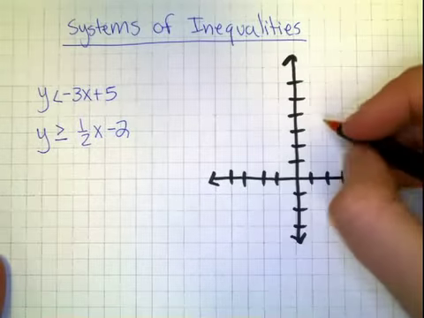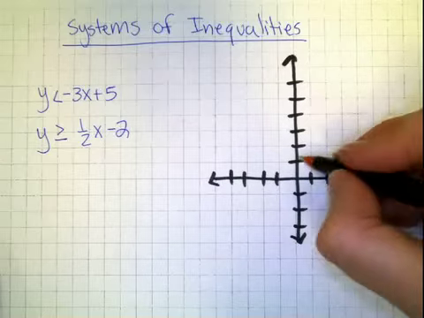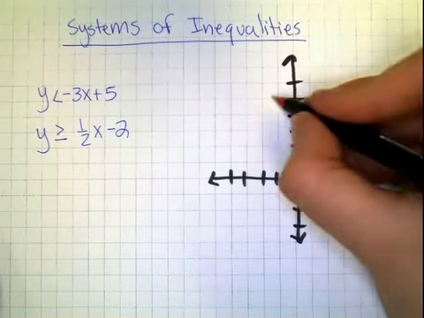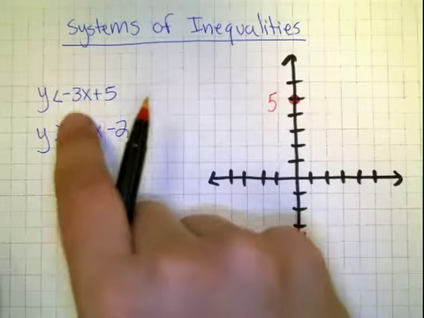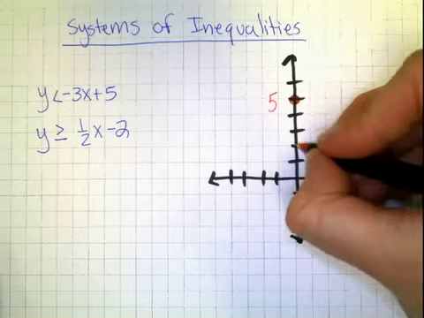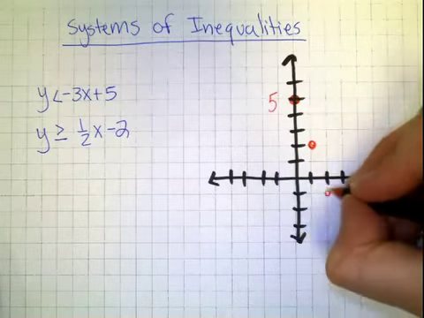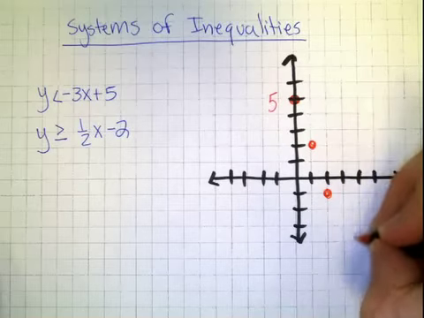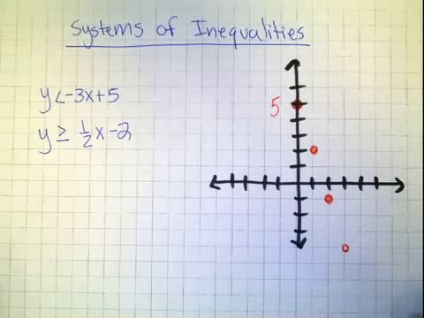Y is less than negative 3x plus 5. It means you start at 5. So I'm going to go 1, 2, 3, 4, 5 up here and start a graph there. And it has a negative 3x rule, so it's going down 3. So 1, 2, 3 over 1. Down 3, over 1. Down 3, over 1. Here's my first line. It's really steep, pointing down.